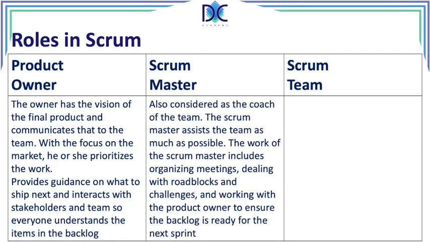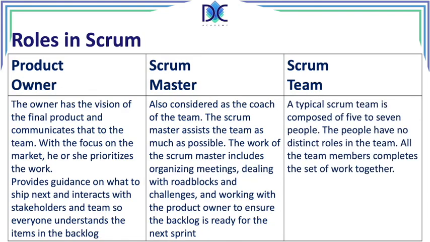The Scrum Master is also considered the coach of the team. Now, the Scrum Master assists the team. It's not leading. Now, the Scrum Master typically organizes meetings, deals with roadblocks, looks at challenges, and works with the product owner to ensure the backlog is ready for the next sprint. So product owner and Scrum Master are very important because they are understanding what's happening, and then the Scrum Master and the product owner create the work to be done by the Scrum team.